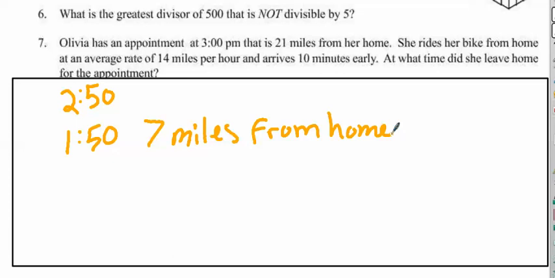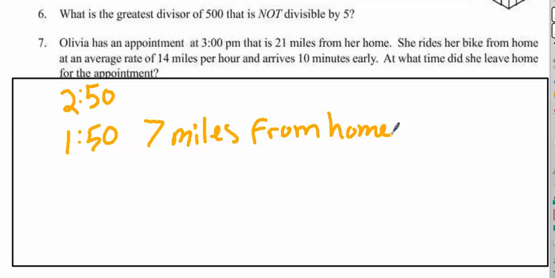I don't think I'm doing this right. So you wanted 14 miles in 1 hour, 7 more miles to go. What fraction of 14? So yes, 7 is half of 14, and I knew that 14 is in 1 hour, so I knew that in half an hour she would have gone 7 miles.